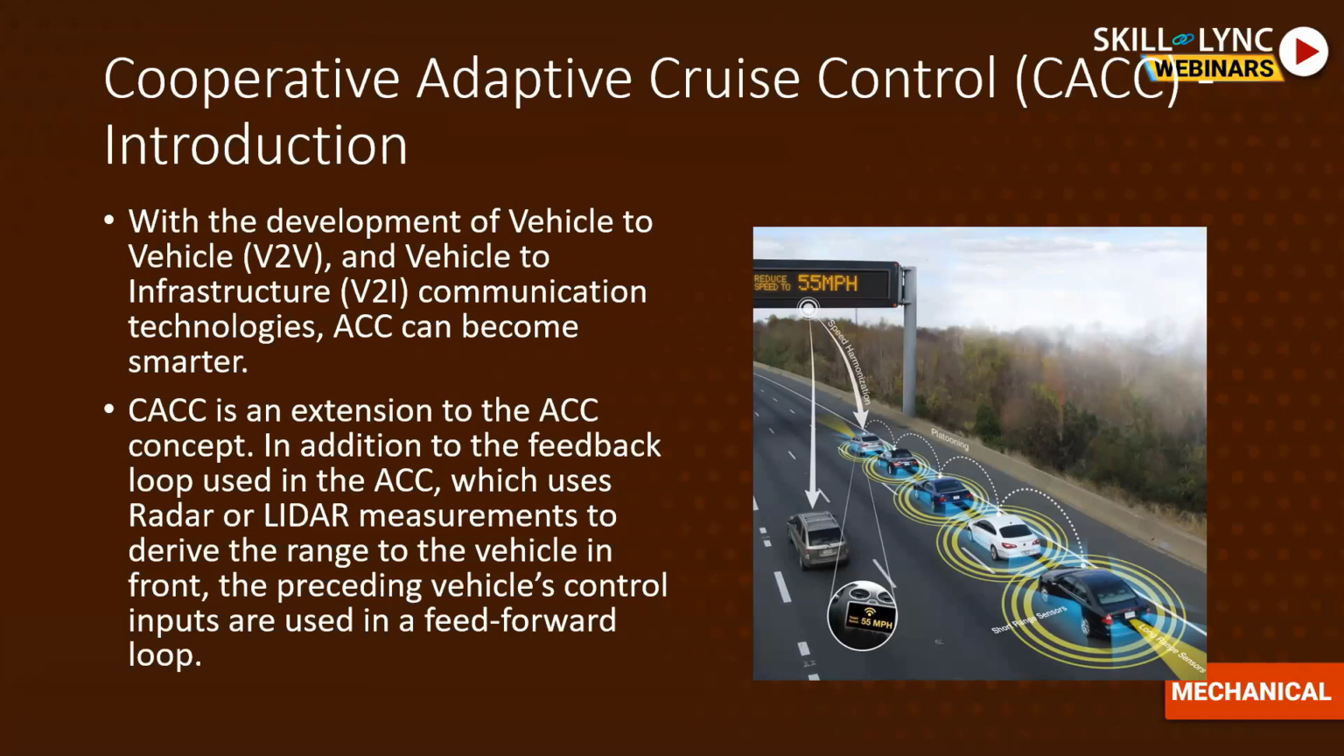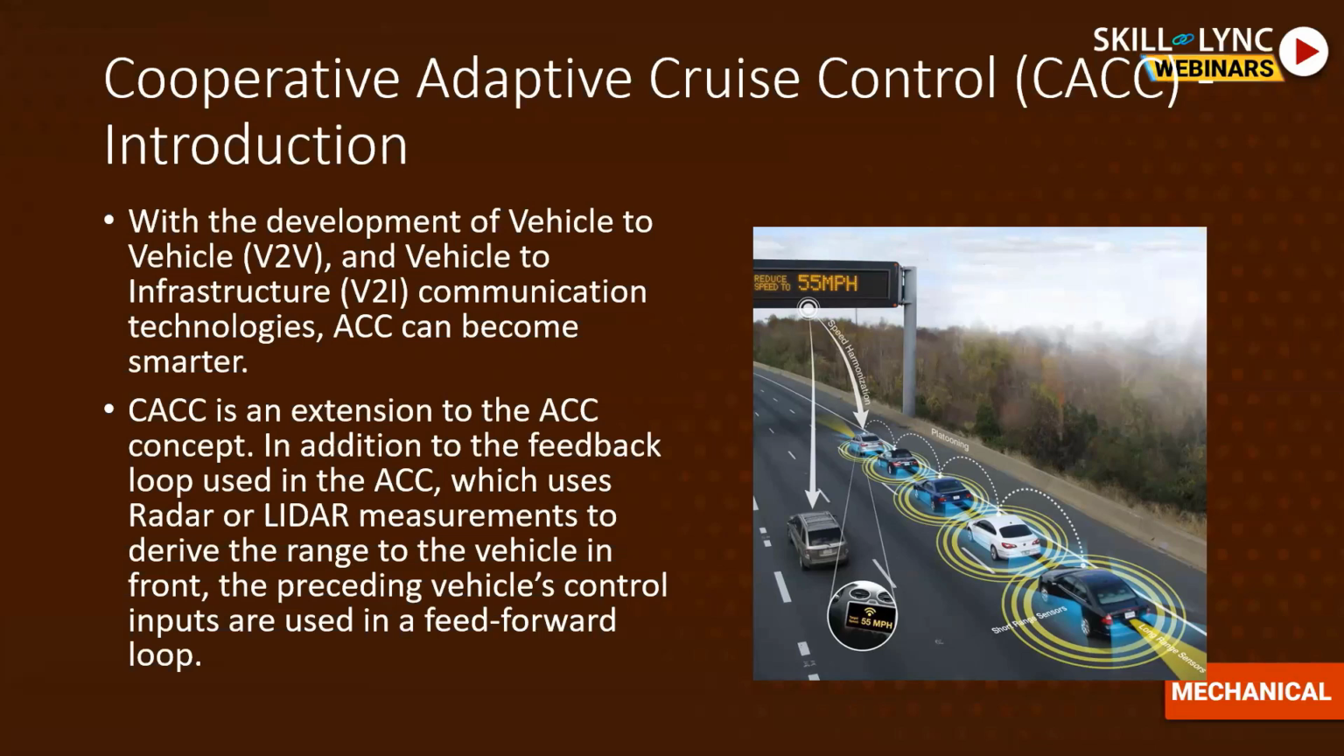We'll go through them in a little bit, but basically, with the development of vehicle to vehicle and vehicle to infrastructure, it's actually called V2X. The development of V2X communication has meant that ACC has become smarter than ever before. What I mean by smarter than before is you are not just looking at the vehicle in front, you are looking at the entire traffic flow in front of you.